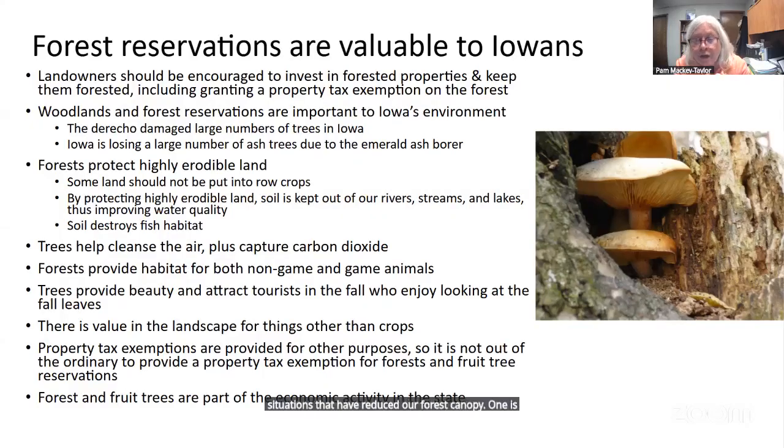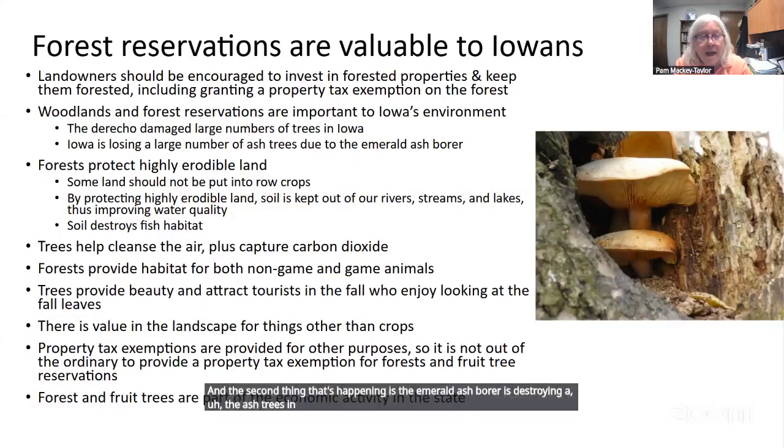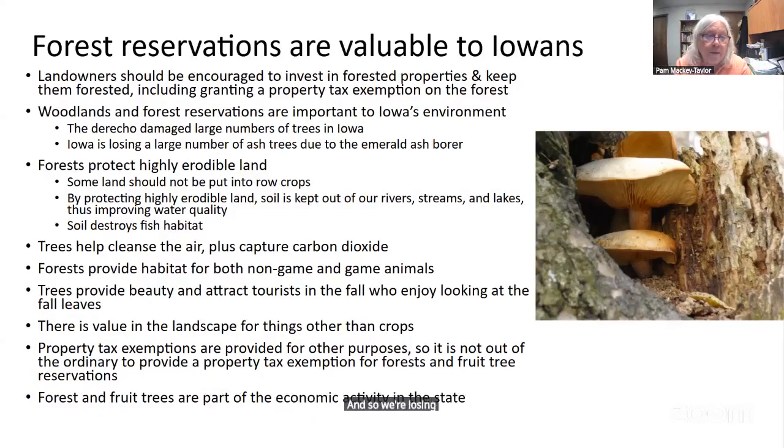One is the derecho in 2020 damaged a large number of trees in Iowa. And the second thing that's happening is the emerald ash borer is destroying the ash trees in the state. And so we're losing a forest canopy because of those two situations.